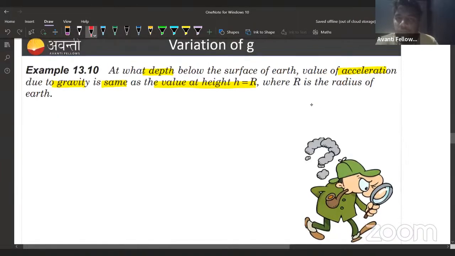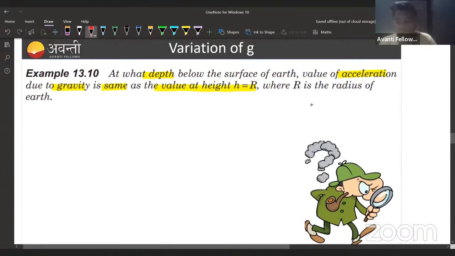Try it. I'm giving you 2 minutes to solve this question. Try this question, guys. Try this question.